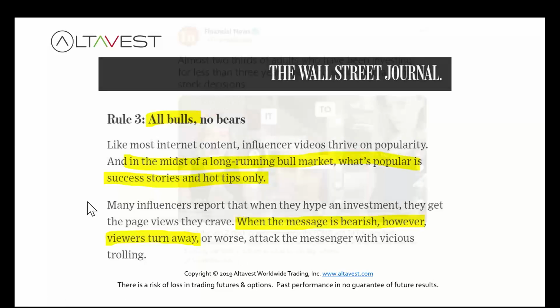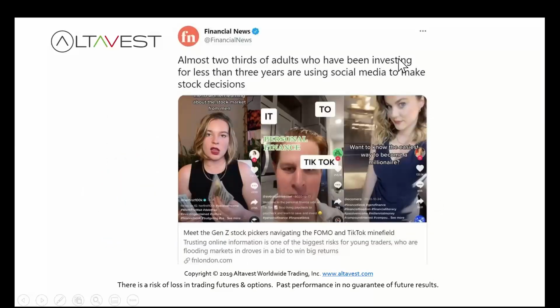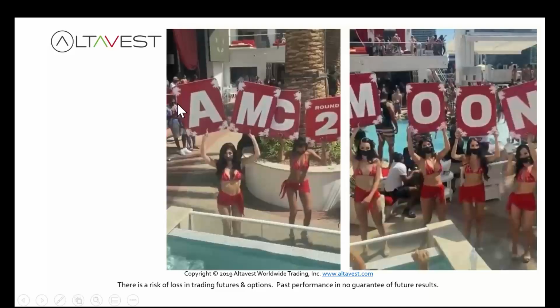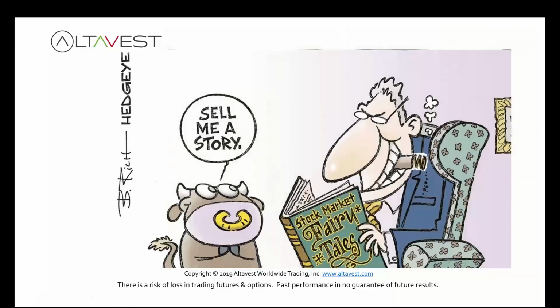So fascinating. And I thought this was good too. Two-thirds of adults who have been investing for less than 3 years are using social media to make stock trading decisions. So these are, I guess, the influencers, these young people here, just pumping up stocks and only talking about good news, such as this. And I know it's kind of crazy, but yeah, people are having pool parties, pumping up the value of stocks. And I think that's a bit of a, well, stock market fairy tale, maybe. I had to put that in there. I think that summarizes the whole atmosphere perfectly. The bull here is being sold a story from the Wall Street guy.